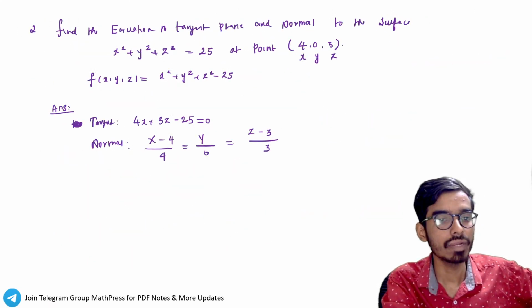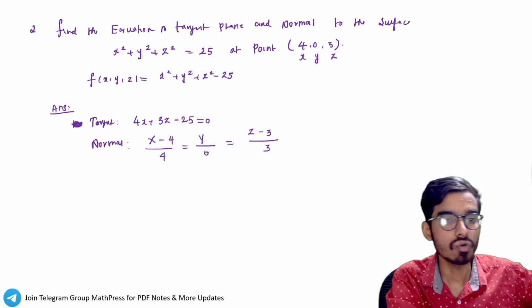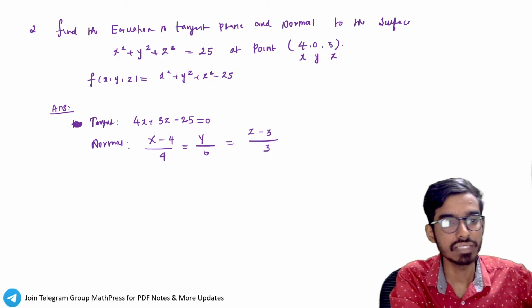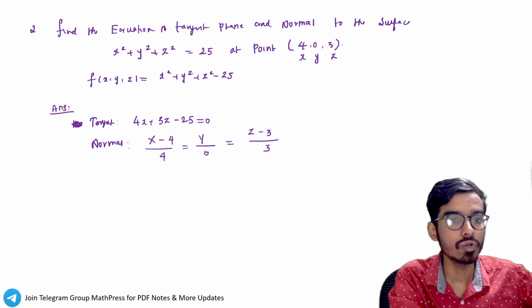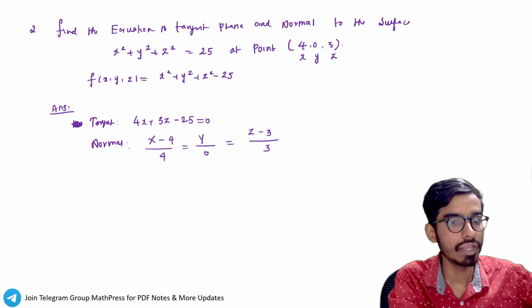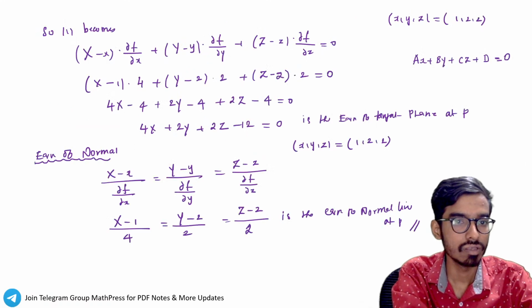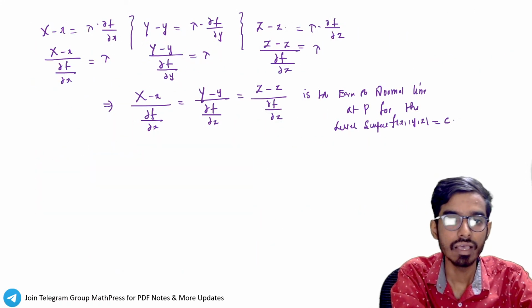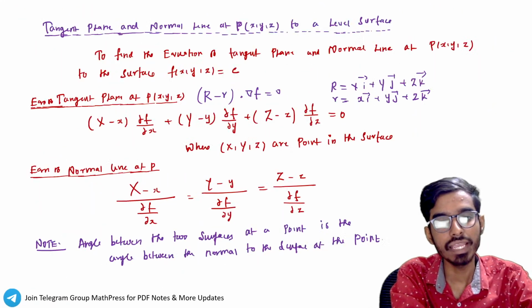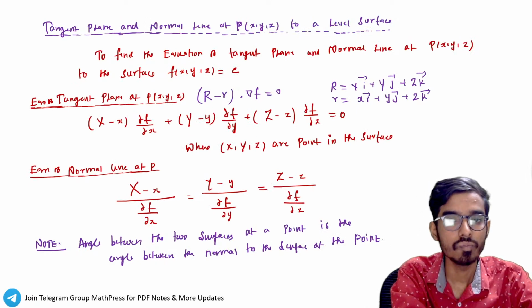Practice the second problem. We'll get the answer for the tangent plane to be 4x plus 3z minus 25 is equal to 0, and the normal to be (x minus 4) by 4 is equal to y minus 0 is equal to (z minus 3) by 3. In the next class we'll do more problems on this, and also introduce what is meant by directional derivative.